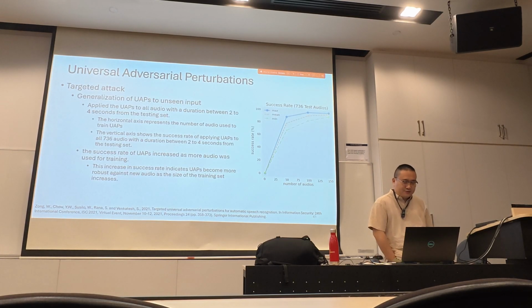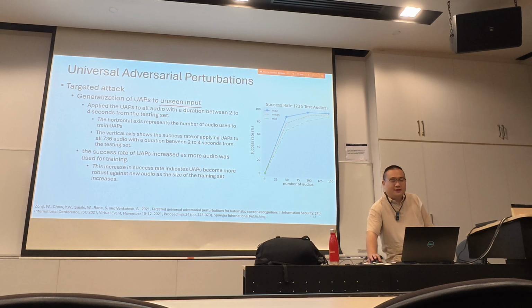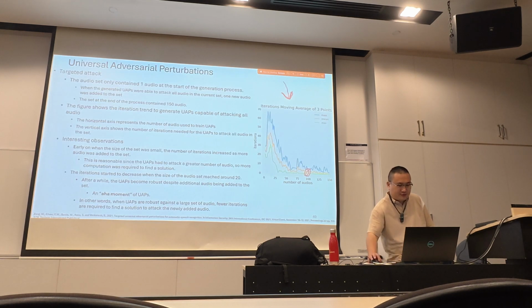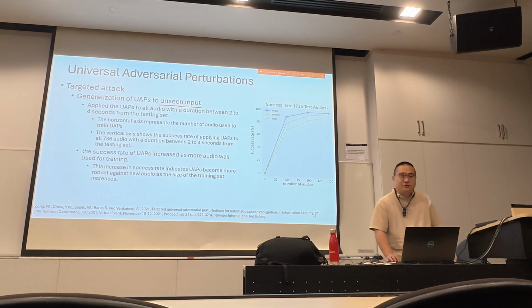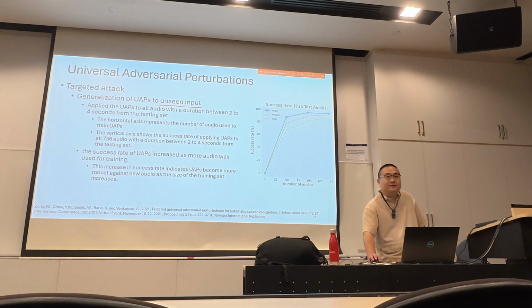Yeah. So let's see more results. Let's test the generalization of the UAPs to unseen inputs. In the previous figure, this is the figure for training the UAPs. We use a set of data, like 150 audio. Then we check, after we fix the UAP, whether the UAP can be applied to new audio, so that audio is unseen during the generation of the UAPs.